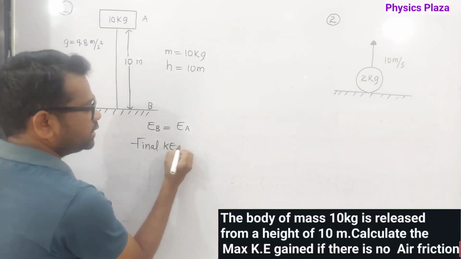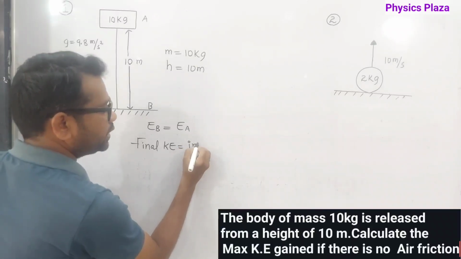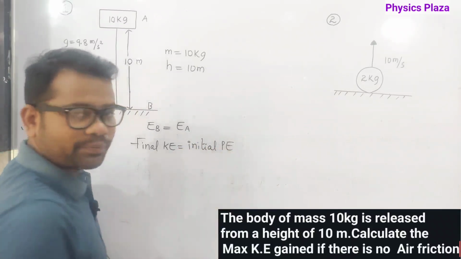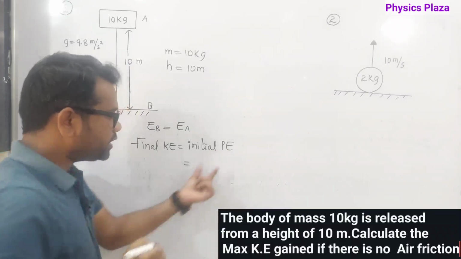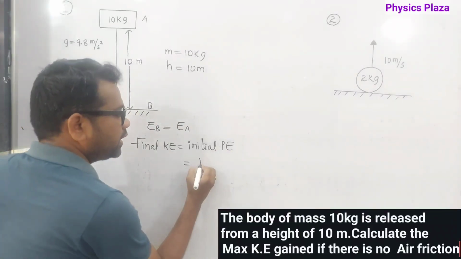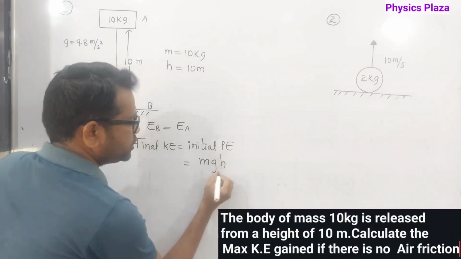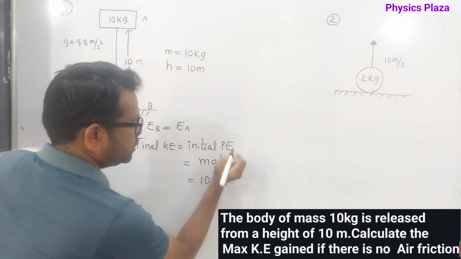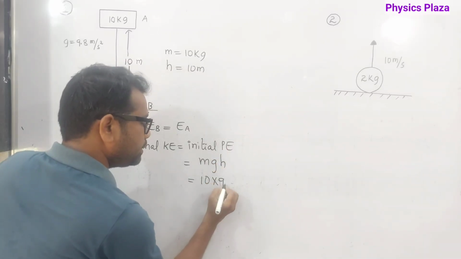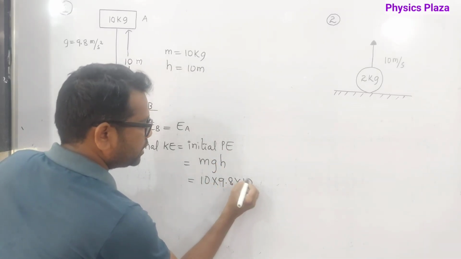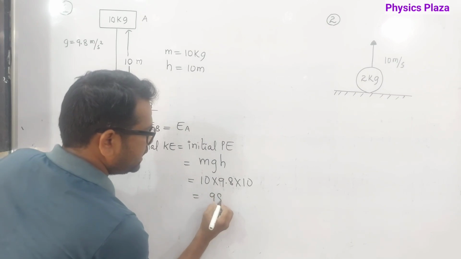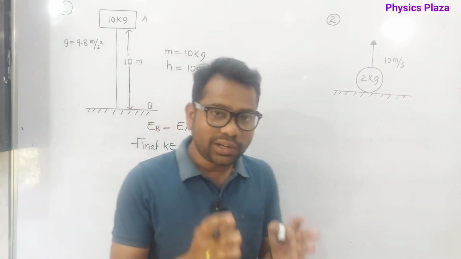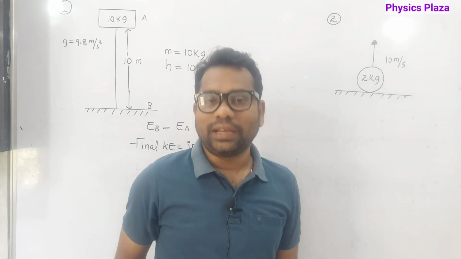Final kinetic energy is equal to, you must write this statement, initial potential energy. So now let us write. The potential energy formula, we know it, that is mgh. Now you substitute the values: 10 into g value given 9.8 into 10. If you substitute, you will get 980 joules. Okay children, this is how we can calculate, but strictly here air resistance is neglected.